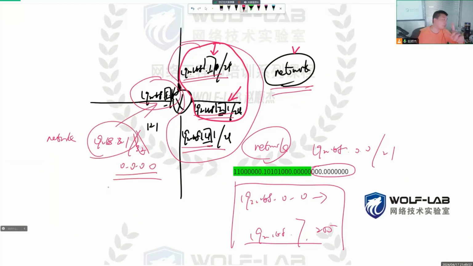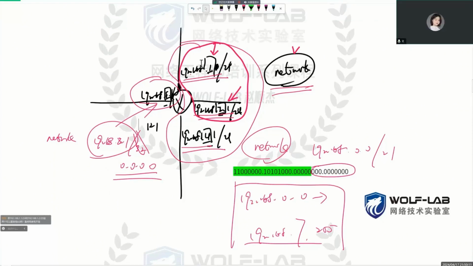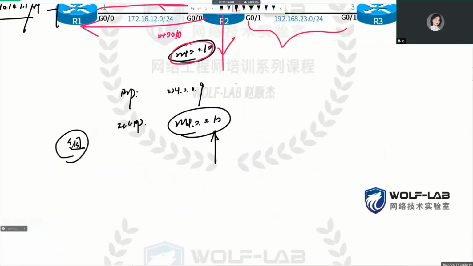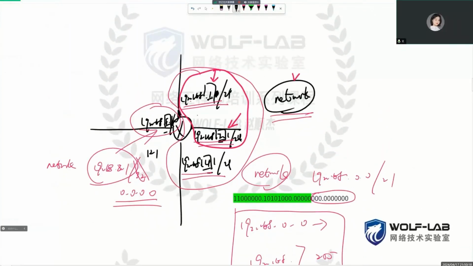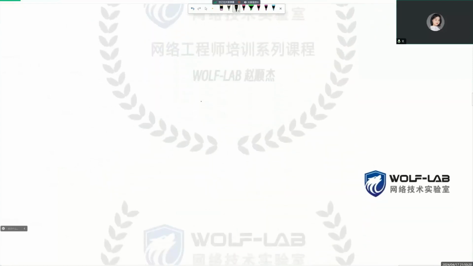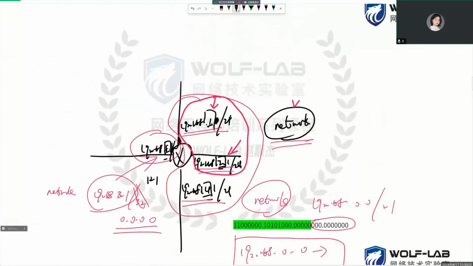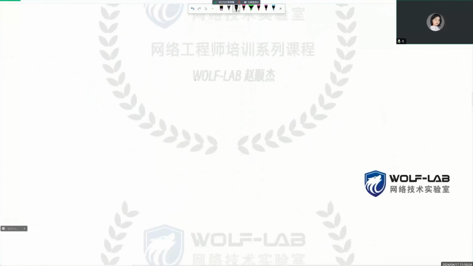Of course, the most accurate and the safest way is this. I only want my 8.1 interface to run EIGRP. Then I use network 192.168.8.1 and then /32, with the wildcard 0.0.0.0, a precise match. Only this address must match. Only it runs EIGRP. So in our work, we might use precise matching more.